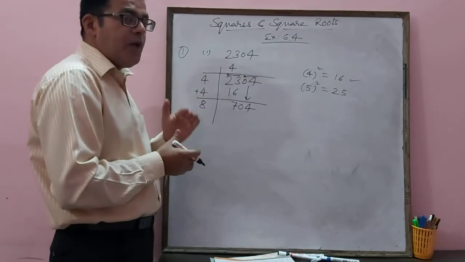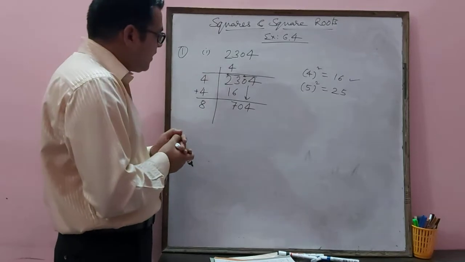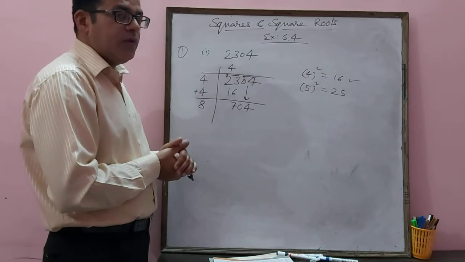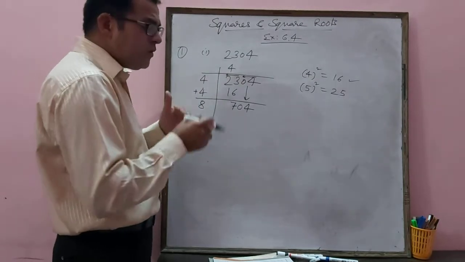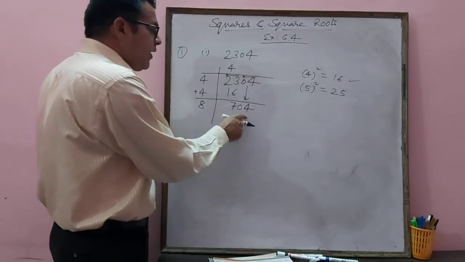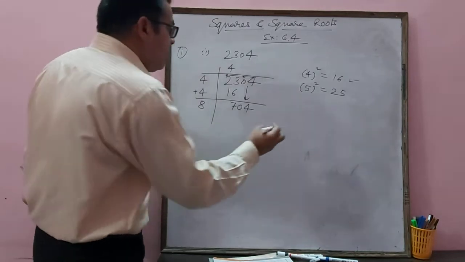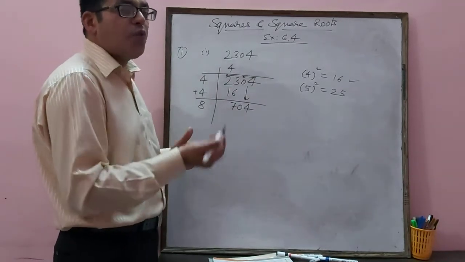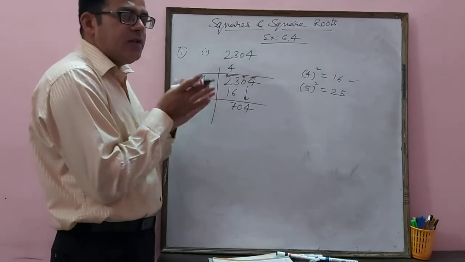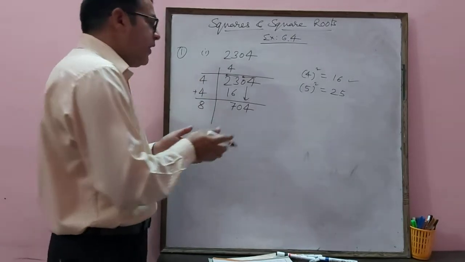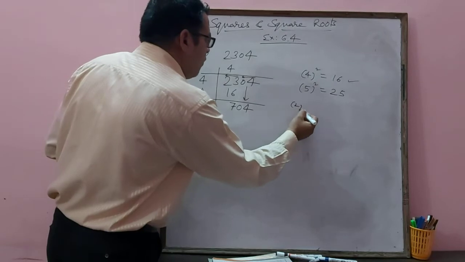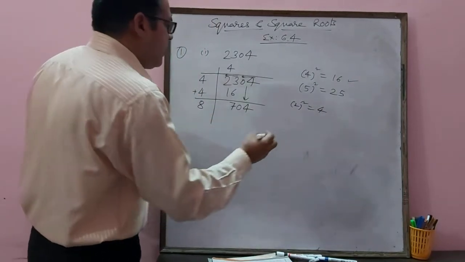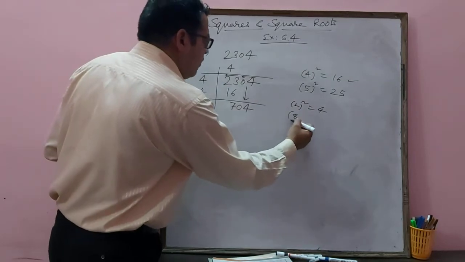Now by which number we should multiply to get 704? You can think it, 4 is the unit digit. It means you need to find the number whose square has unit digit 4. In the square of 2 we have 4, right? In the square of 8 we have 4.